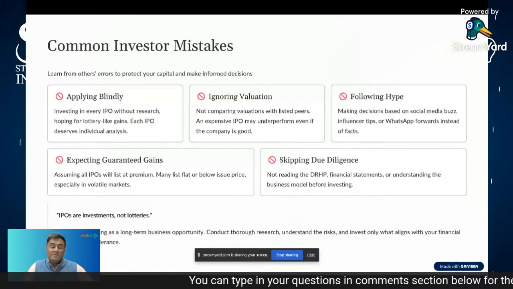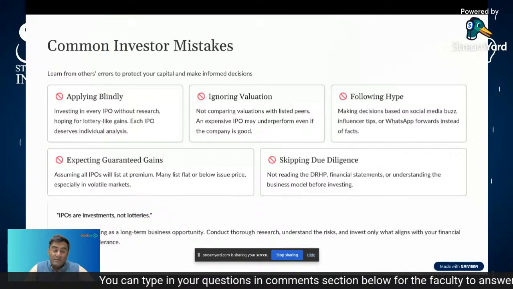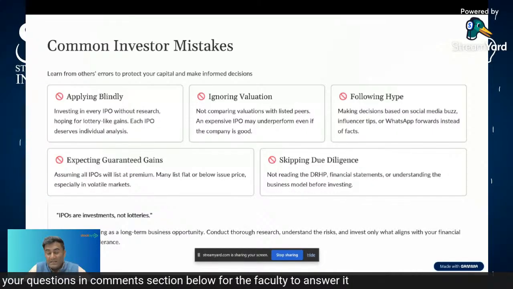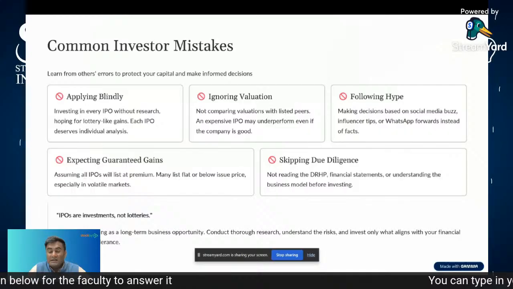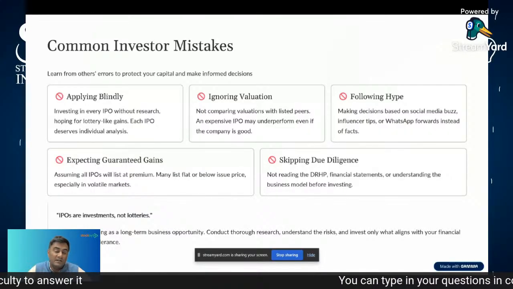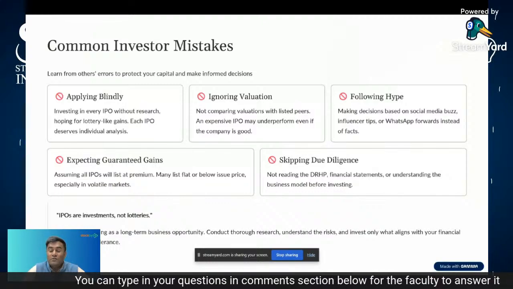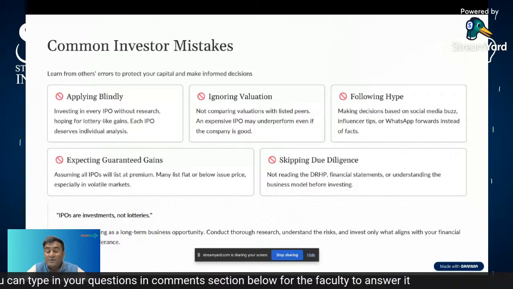So do keep this in mind, friends, that IPOs are investments, they are not lotteries. Treat each offering as a long-term business opportunity. Conduct thorough research, understand the risks, and invest only what aligns with your financial goals and risk tolerance.